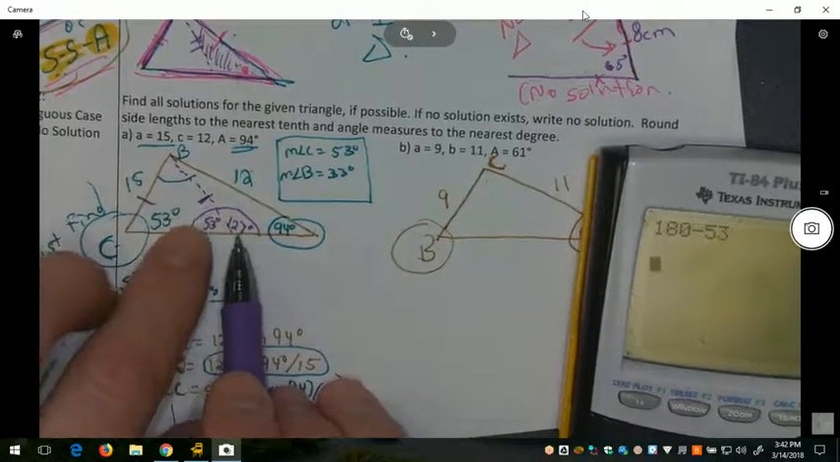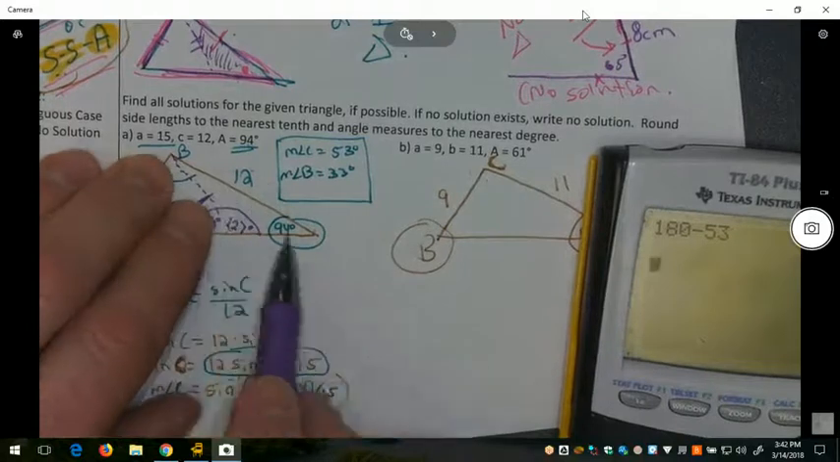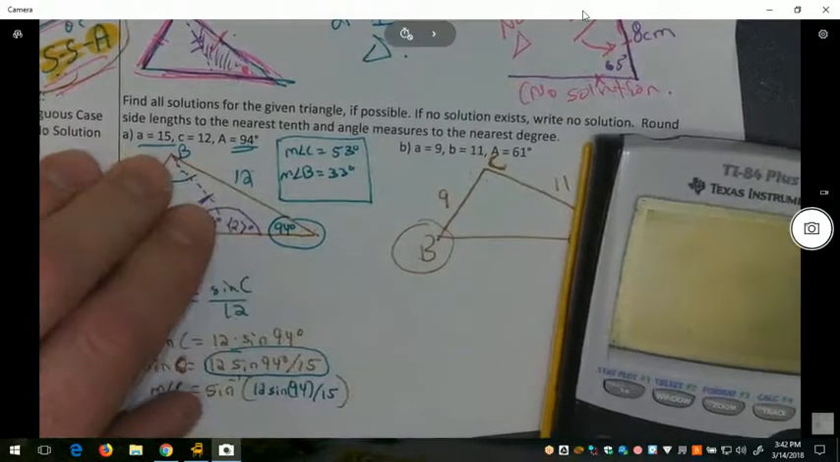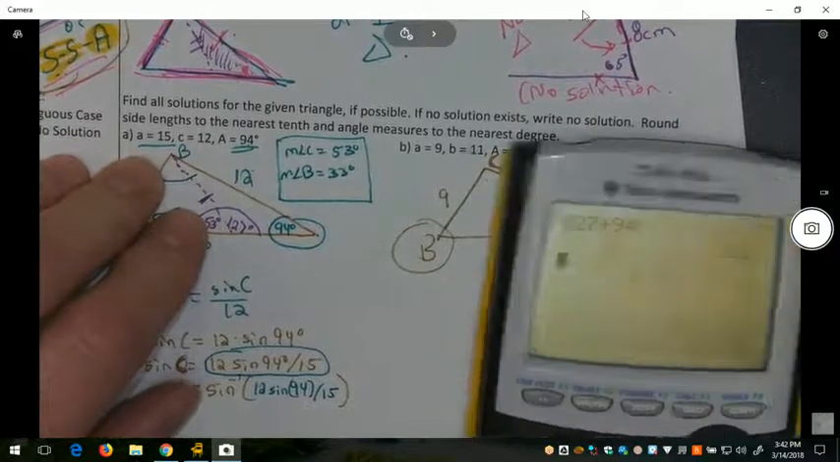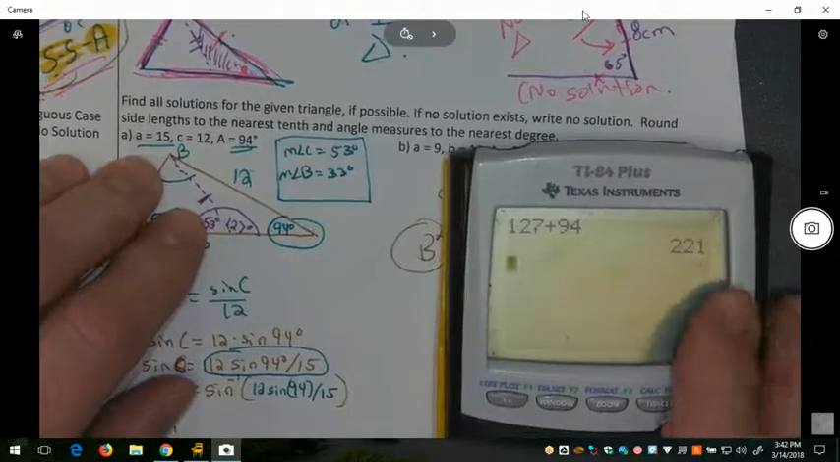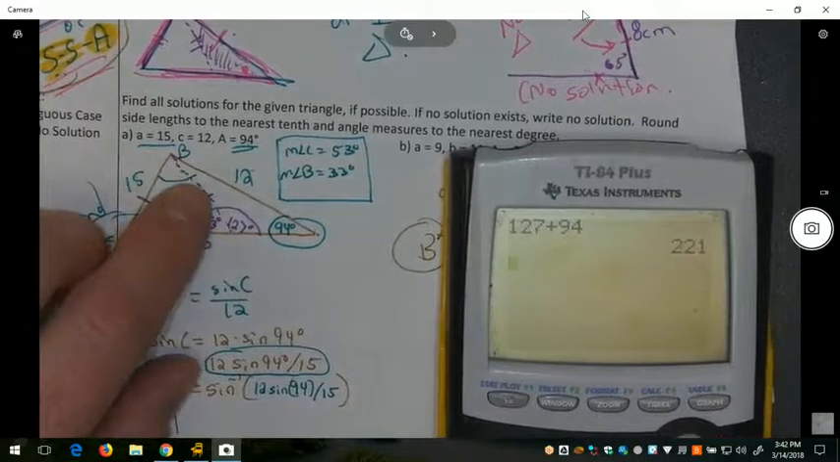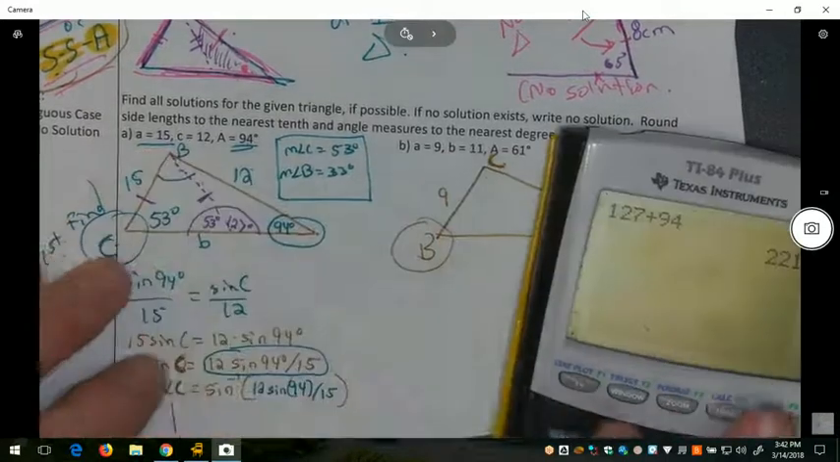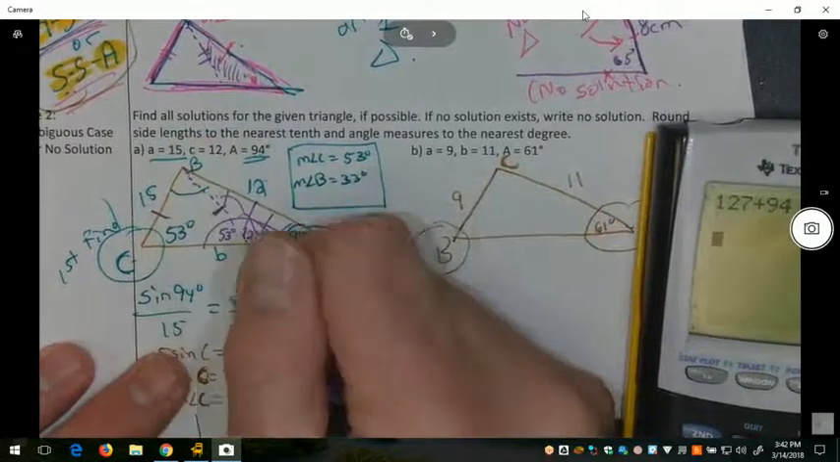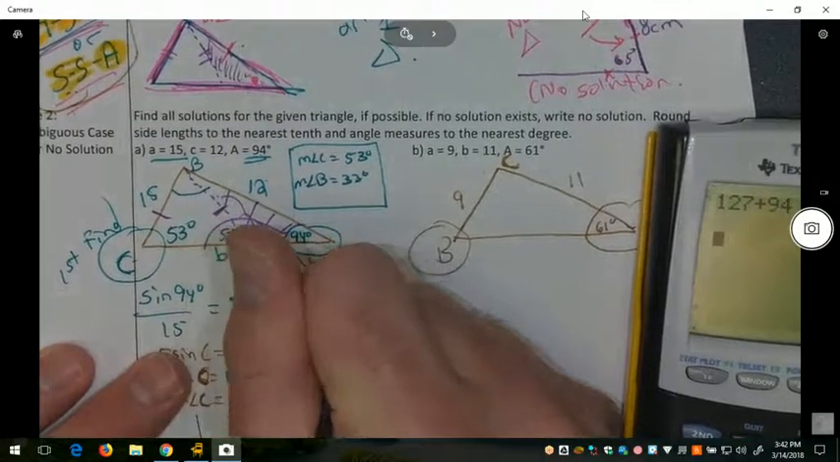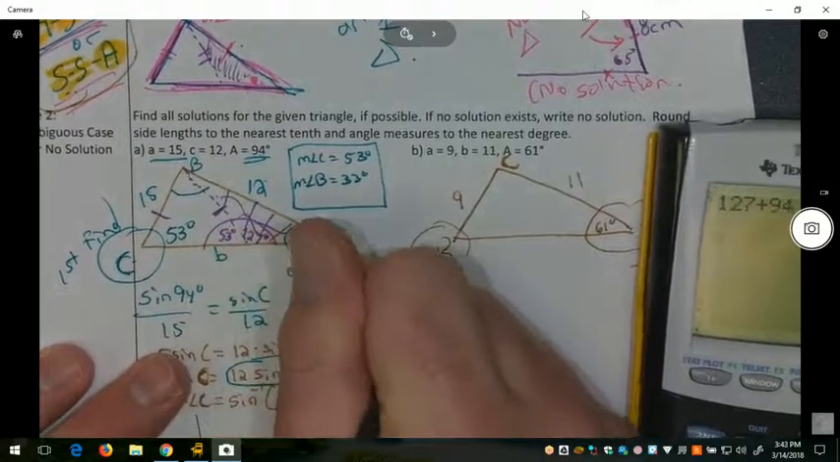However, some of you already know that this obtuse triangle cannot exist, because when I try to find the angle B up here, 127 plus 94 is already more than 180 degrees. So it is not possible for me to have a negative angle. So in this case, this triangle can't exist. Only one triangle exists.